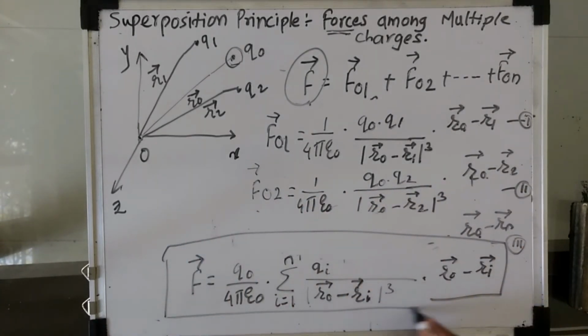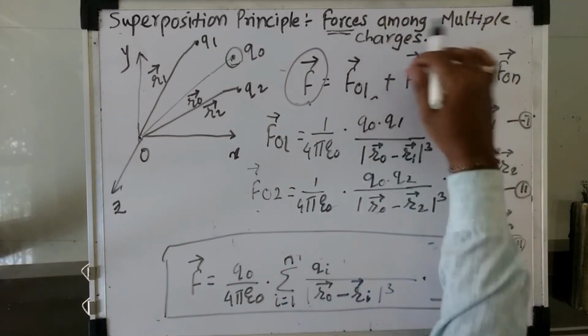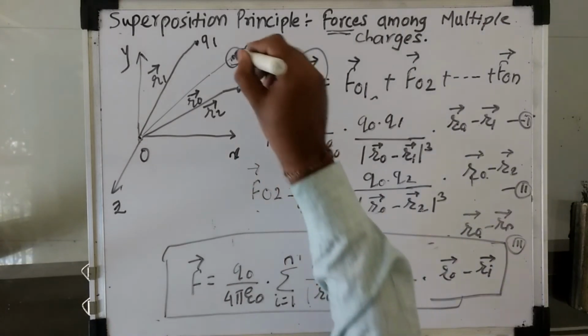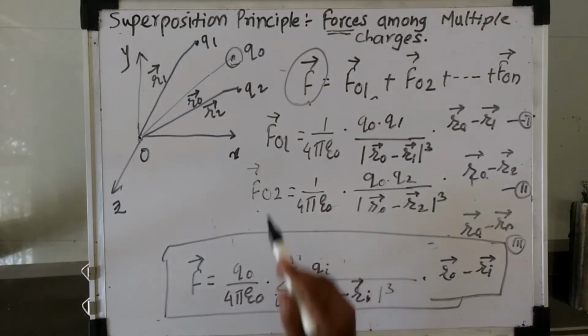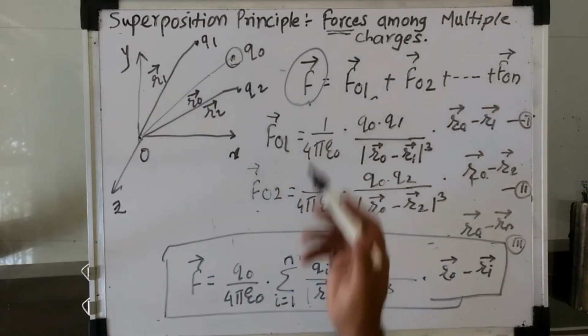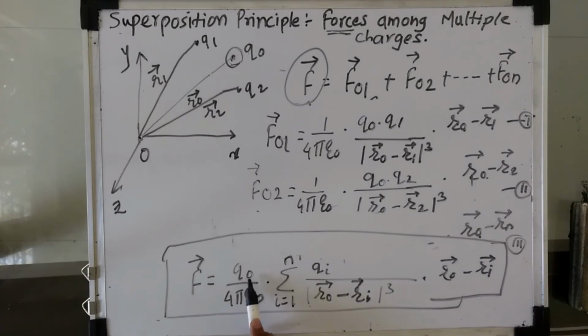See here, what is common? The force acting on a particular charge due to multiple charges q1, q2, or maybe n charges, is always given by q0 upon 4 pi epsilon 0, summation of i from 1 to n, qi upon the modulus of r0 bar minus ri bar cubed, multiplied by r0 bar minus ri bar.